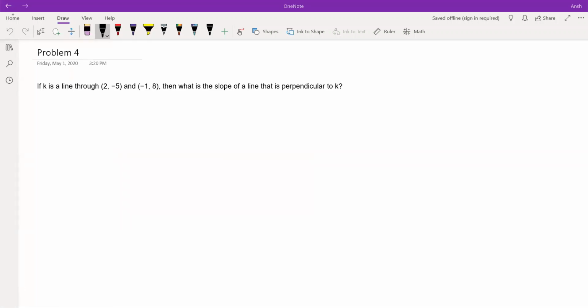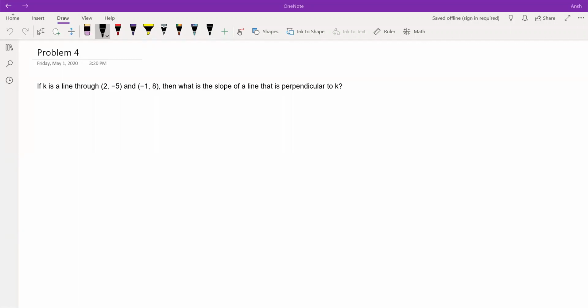So here we have another pretty easy problem, but it just highlights a basic concept that you should know. We have a line K that passes through (2, -5) and (-1, 8). It asks us for the slope of the line that is perpendicular to K. So first we find the slope of K.